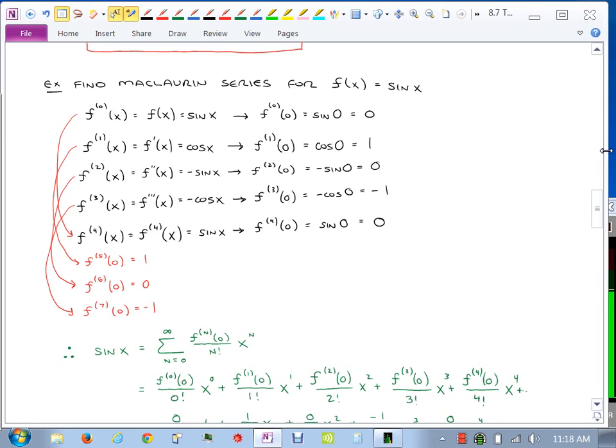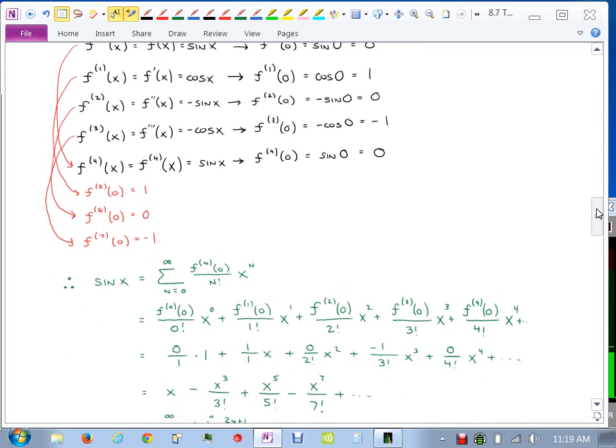So I did the fifth, 6th, and 7th here without showing the work, just to show the pattern that what you get at 0 is the same thing you get at 4. What you get at 1 is the same thing you get at 5. What you get at 2 is the same thing you get at 6. What you get at 3 is the same thing you get at 7. Yes? Okay.